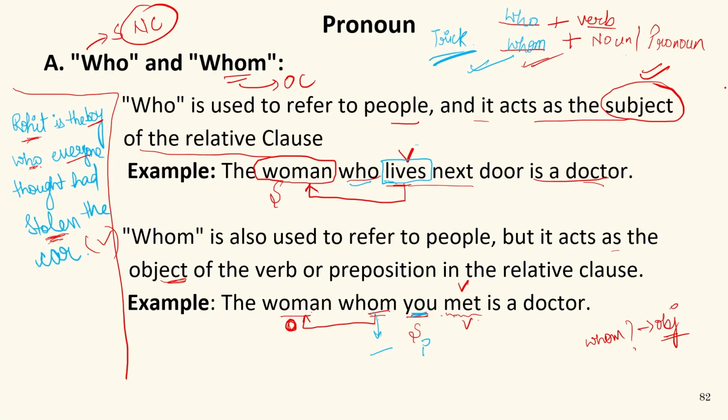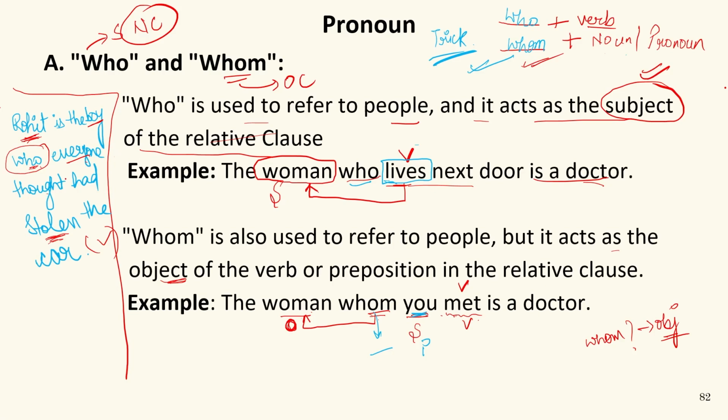Rohit is the boy who everyone thought had stolen the car. So Rohit is the person who had stolen the car. That's why we have used who over here, because the subject is Rohit, and to relate this we use who, not whom. Now the question arises automatically that, but here it is written everyone, then what?